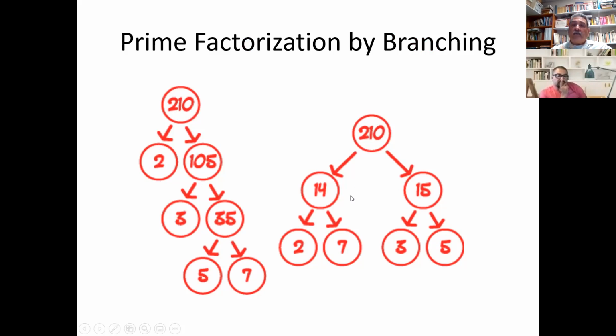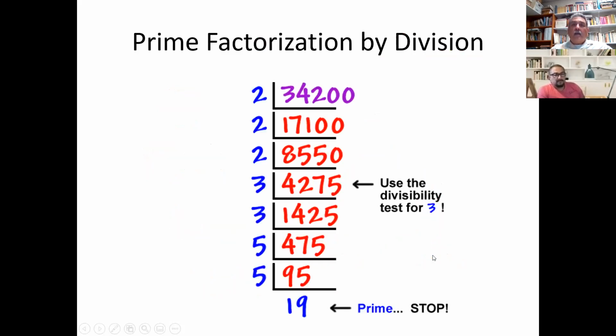Or 210 can also be a product of 14 and 15. Again, notice, it doesn't matter which way I go, I end up with the same factorization: 2, 7, and 3, 5. Okay? You can do prime factorization by division. That's a little bit time consuming, but you can do that too.